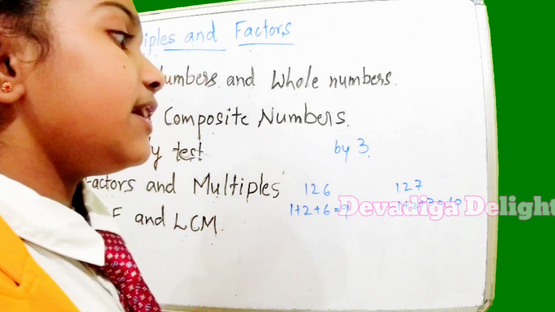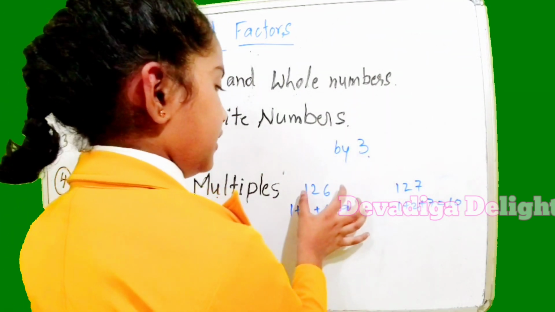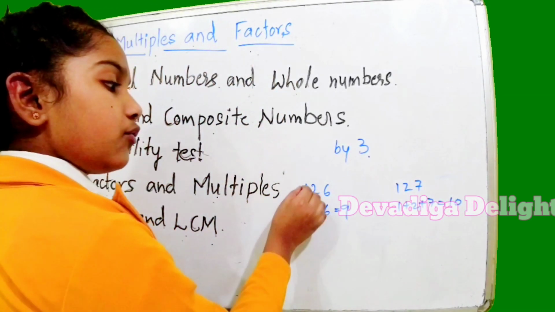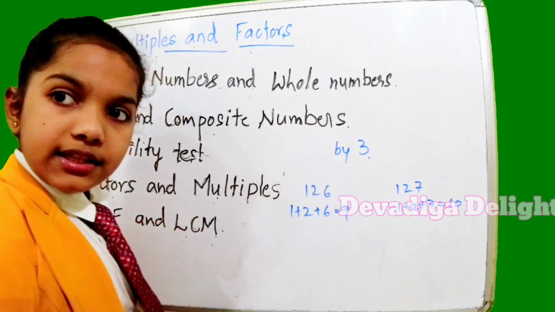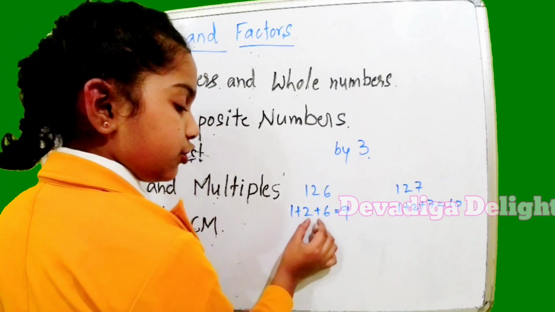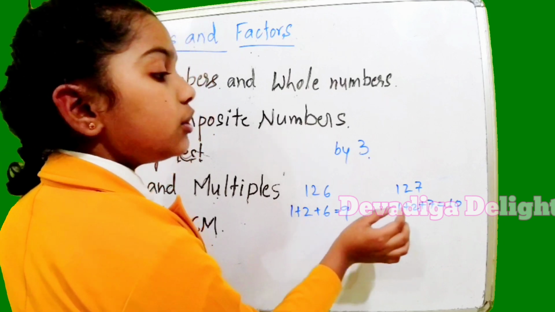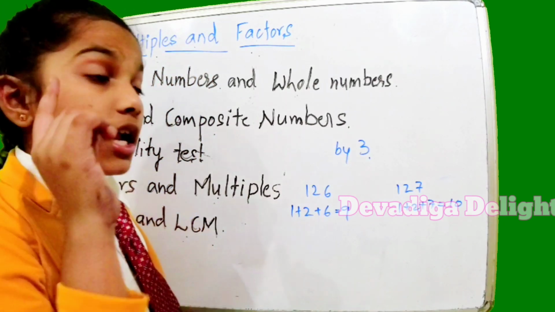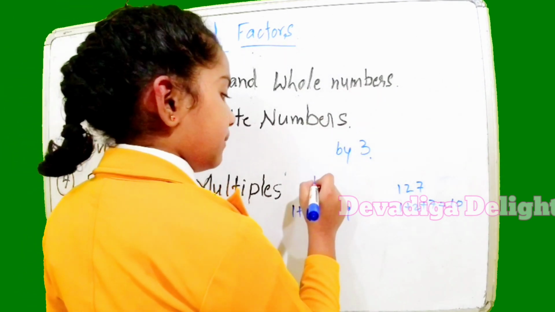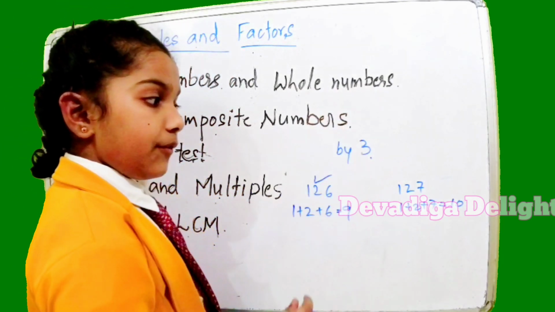Divisibility test by 3. For doing the divisibility test by 3, I have given the examples 126 and 127. You have to add the digits in the number. So 1 plus 2 plus 6 is equal to 9, and 9 does come in the table of 3. So this is divisible by 3.